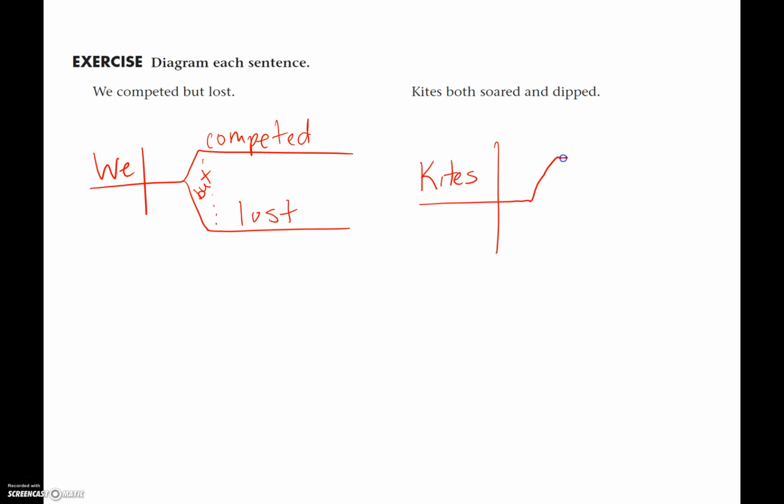They are soaring or soared, and they also dipped. And on this one, both and is going to be a correlative conjunction, so I'm going to write one above and one below that dotted line.